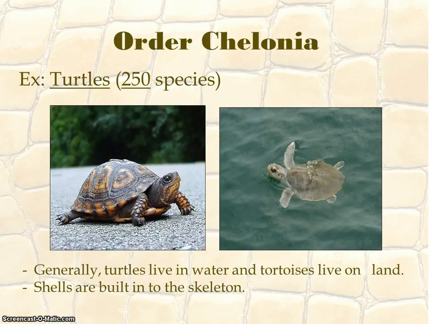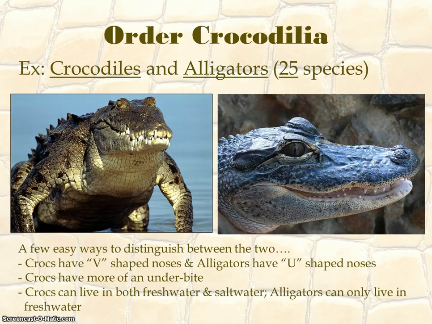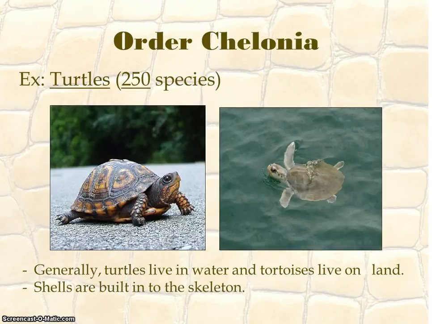There's about 250 species. Now, there are differences between turtles and tortoises. Your turtles are going to be aquatic, or the types of turtles found in the water, where your tortoises are going to be dry land animals. Your turtles will have more of a soft shell. Most of them will have flipper-like feet for swimming, and your tortoises will have the harder shell with claws for feet. The shells are also built into their skeleton, so you cannot remove a turtle from its shell without killing it because the shell is attached to its skeleton.